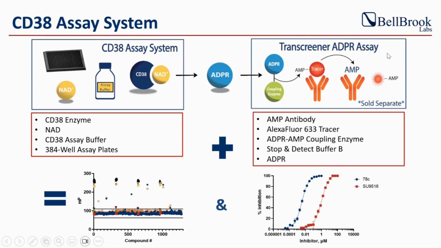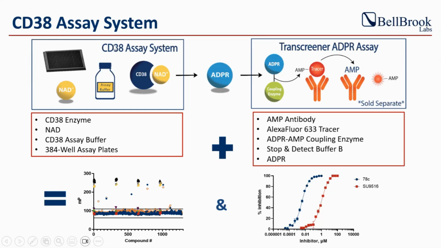So the idea is that with these two kits, you have everything ready to run screening or to run a dose response curve. All you need is a plate reader and some pipettes. So for example, in the CD38 assay system, we provide the enzyme and also the NAD substrate, and then we have CD38 assay buffer, and we have a 384 well plate to run the enzyme reaction.